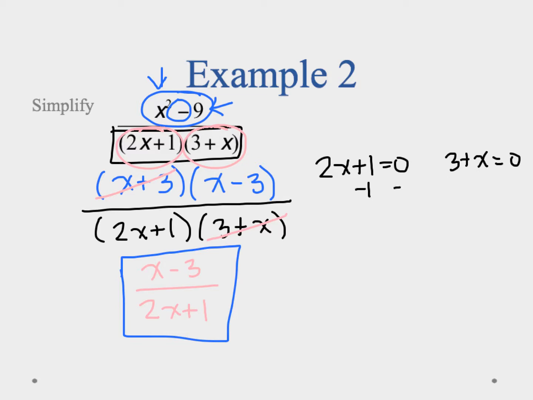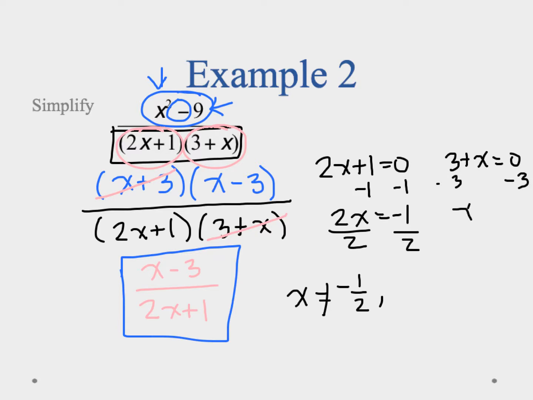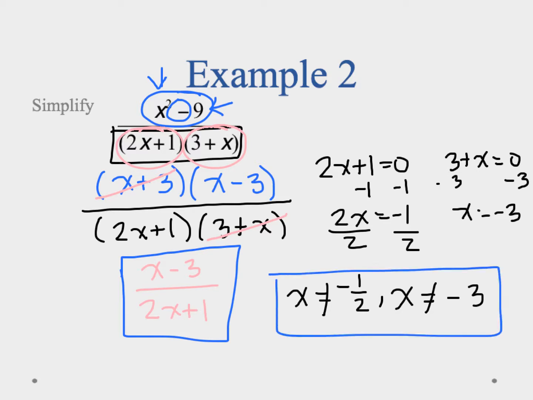So I'm going to subtract 1 from both sides. I get 2x equals -1, and divided by 2. So one of my exclusions is when x does not equal negative 1/2. And for the other one, we're going to subtract 3, so x equals negative 3. So the other exclusion is when x does not equal negative 3. And that would be your final answer. You must write the exclusions for your answer to be final.